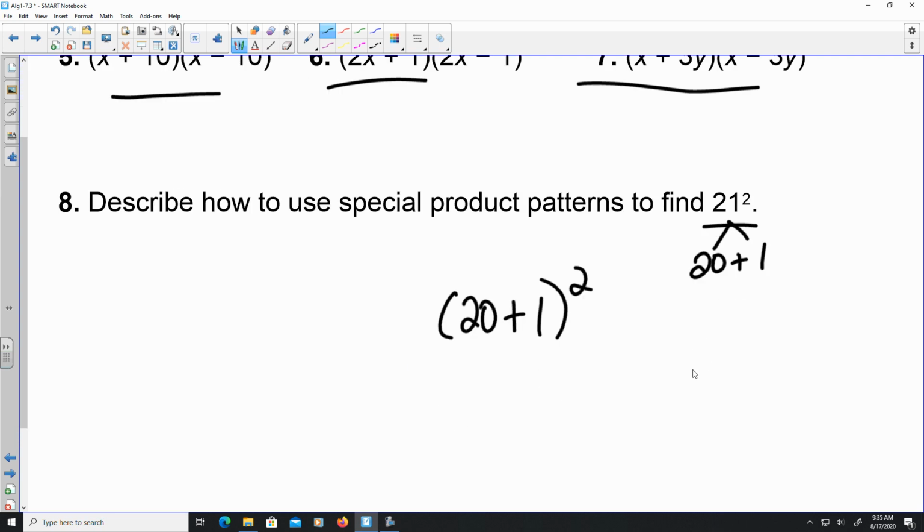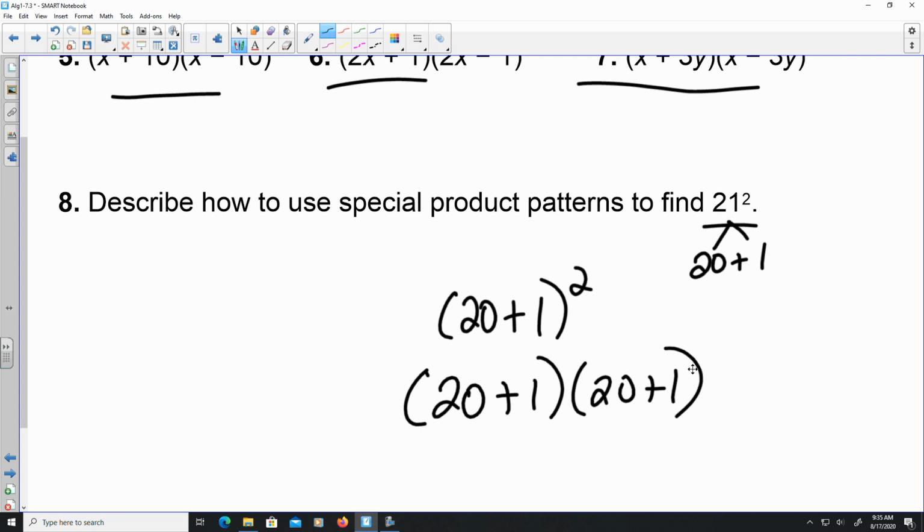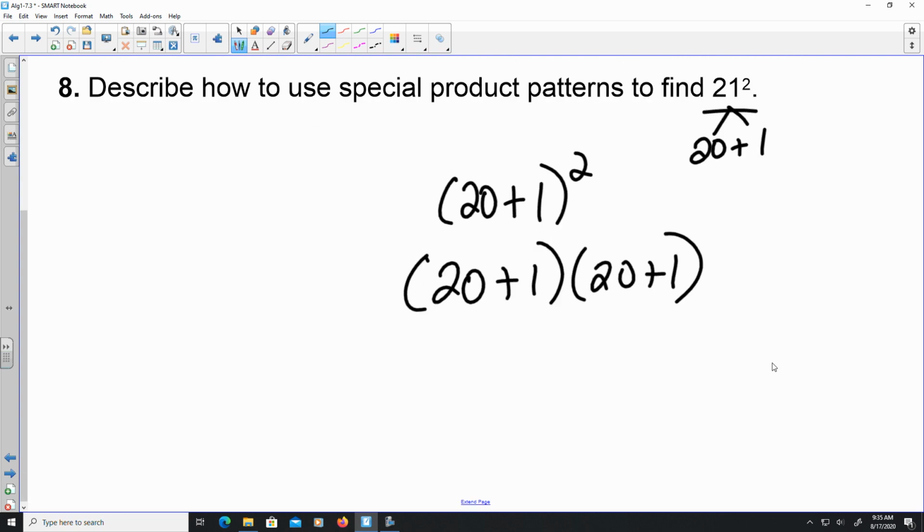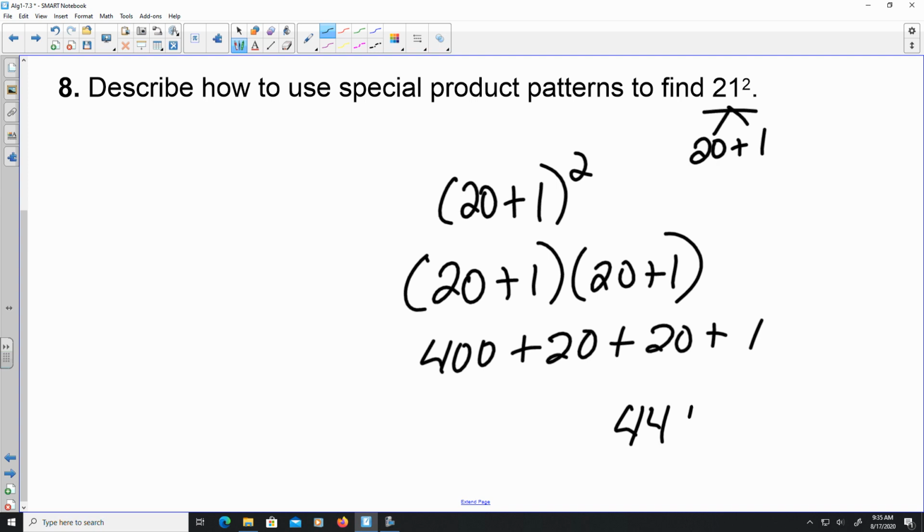Now you can use the formula, a squared plus 2ab plus b squared, or you can expand it like this and then FOIL it out. So 20 times 20 is 400, plus 20 times 1 is 20, plus 1 times 20 is 20, and 1 times 1 is 1. And you can just add these all up. So 400 plus 40 plus 20 is what, 441? And you can check it by taking 21 squared in your calculator, and it is that result.